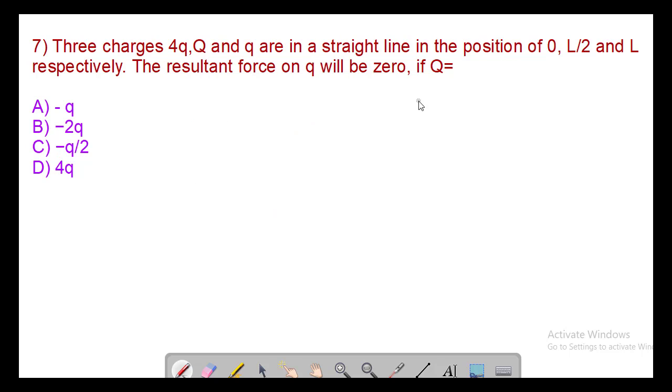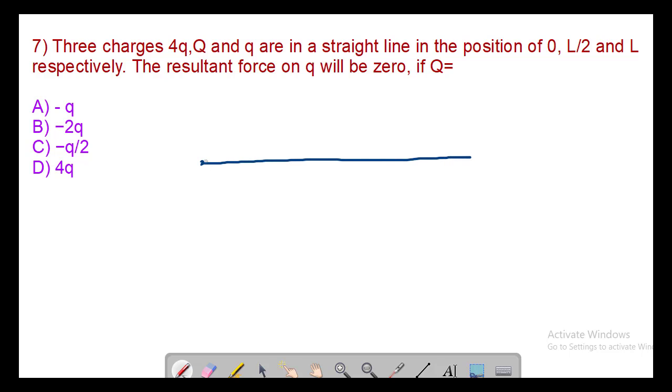Next is question number 7. Three charges 4q, q and q are in a straight line in the positions 0, L by 2 and L respectively. The resultant force on q will be 0 if Q is... So we are given an unknown charge capital Q which we have to find, so that the resultant force on q is 0. So we can draw a diagram here.